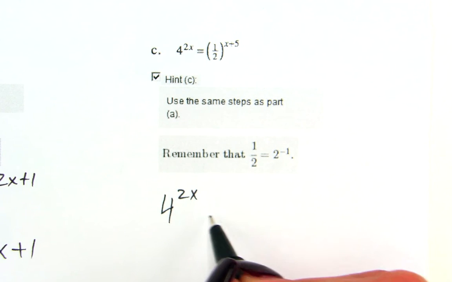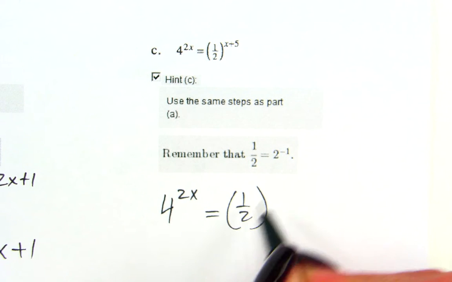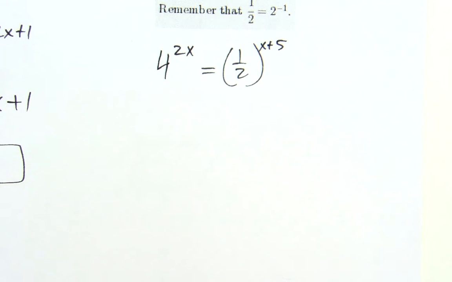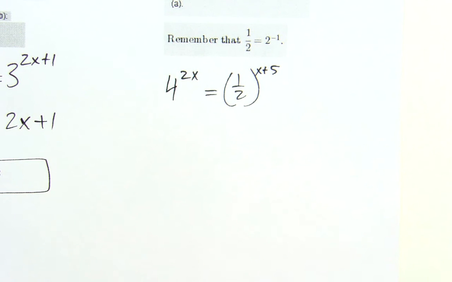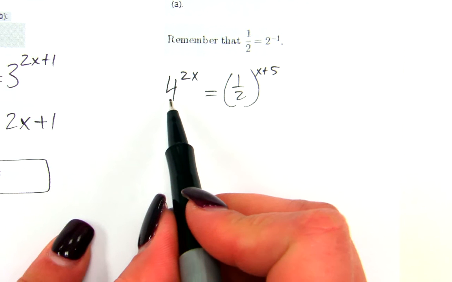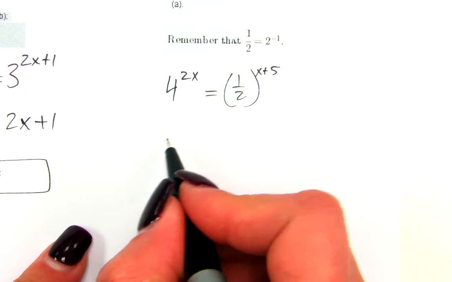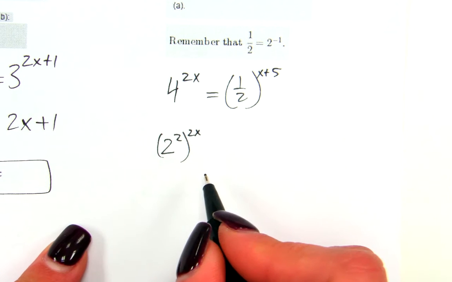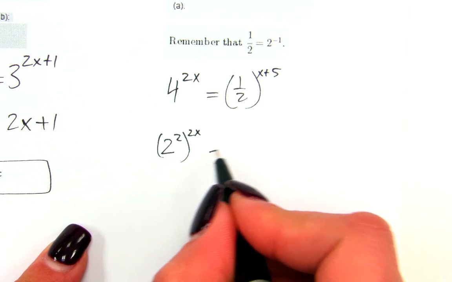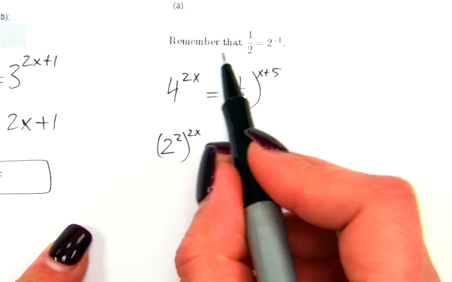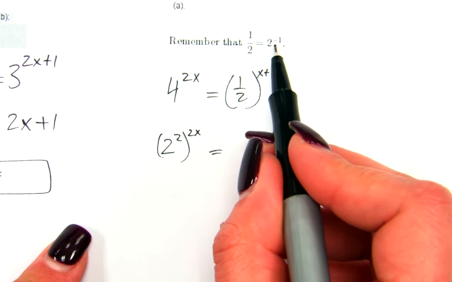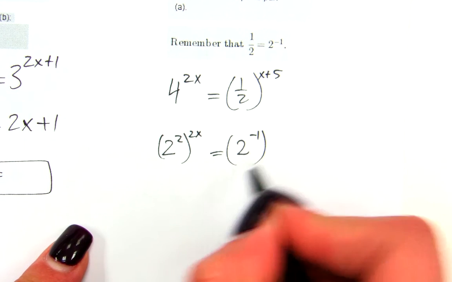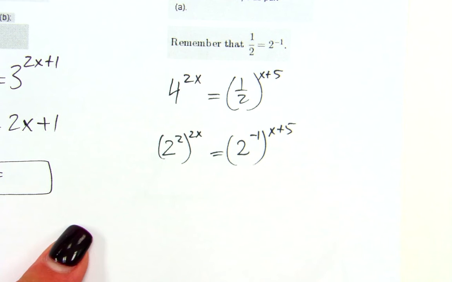So we have 4 to the 2x is equal to 1/2 in parentheses, all of it to the x plus 5 power, just like that. And then from here, it can go a little crazy. So I know 4 is 2 squared, so I'm going to replace the 4 with a 2 squared. And then 2x is still in my exponent. And then remember that 1/2 is the same as 2 to the negative 1 power. So I'm going to replace 1/2 with 2 to the negative 1 power, and then I have an x plus 5 at the top.